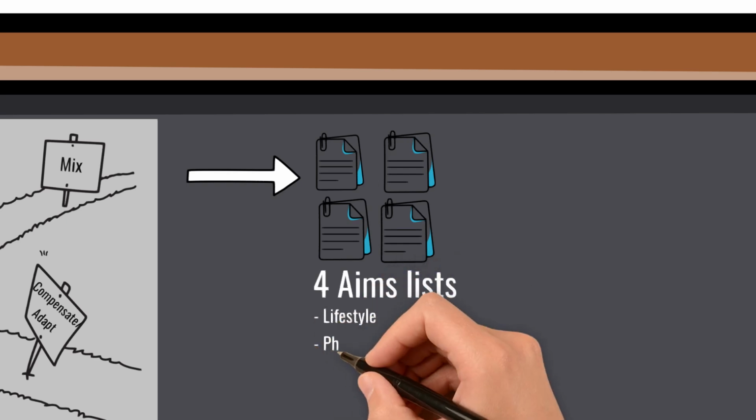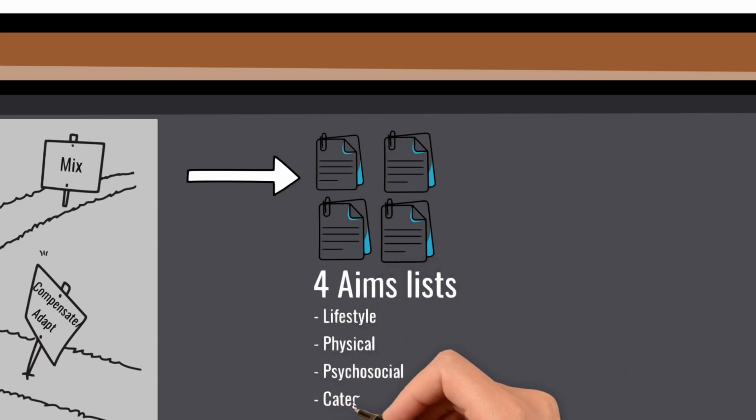There will also be a lifestyle aims list, physical, psychosocial, and categories of occupation. So, for example, a problem might be that a client has limited passive range of motion of their right elbow joint, and an aim would then be, if it's a good prognosis, to improve range of motion of the right elbow, and for a poor prognosis patient might be to maintain range of motion of the right elbow joint.